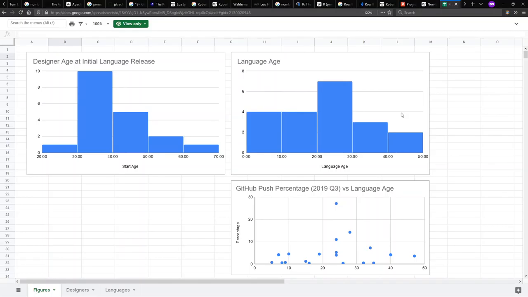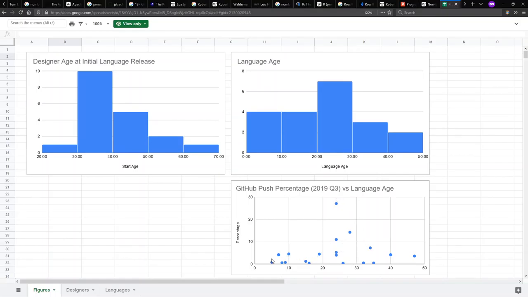Language age itself seems like a flatter histogram. It could, again, be an artifact of where the bins are. But we notice that it's relatively flatter compared to the designer age, but with this lump in the 20 to 30 year old languages. And this is, again, those languages from the early to mid 90s that we saw released. And we see them here on the scatter plot as well.